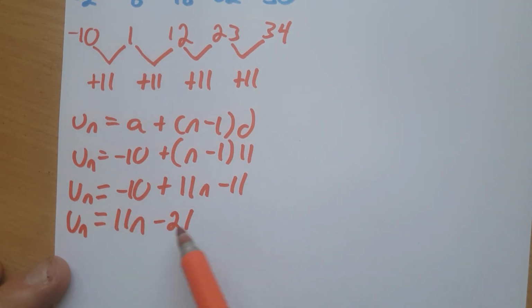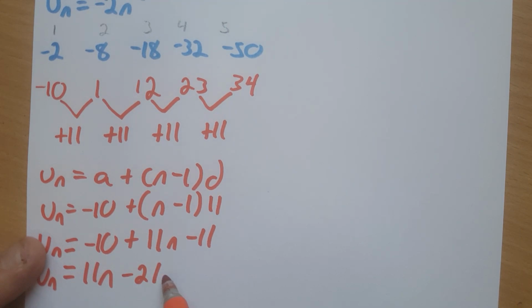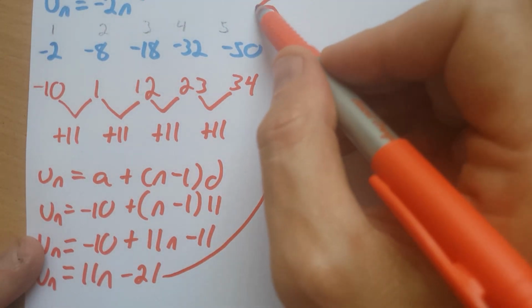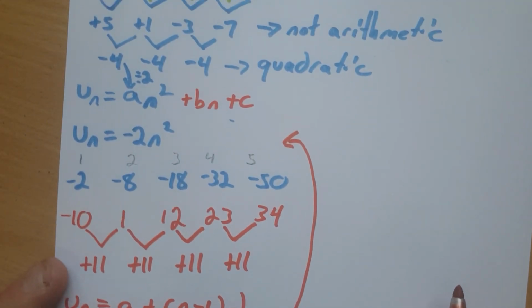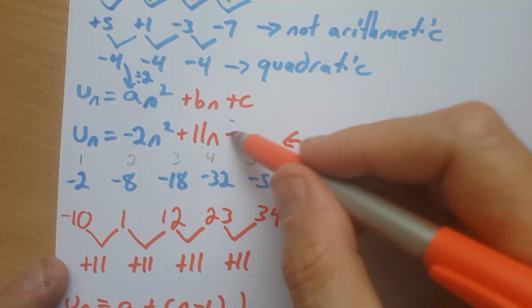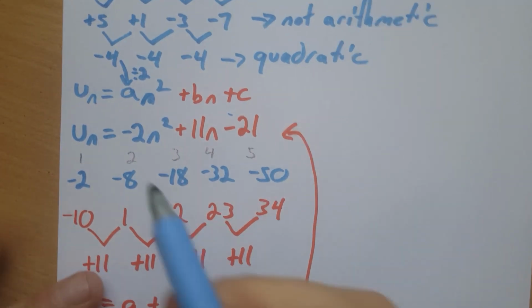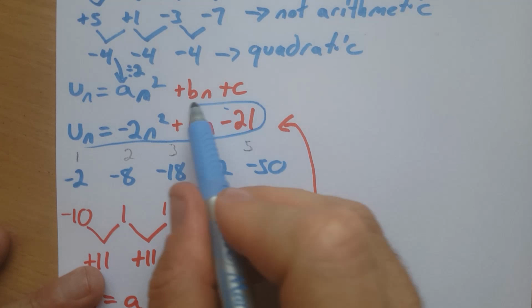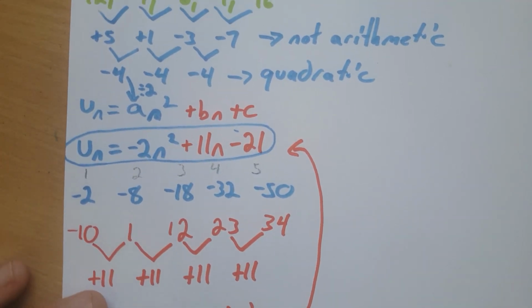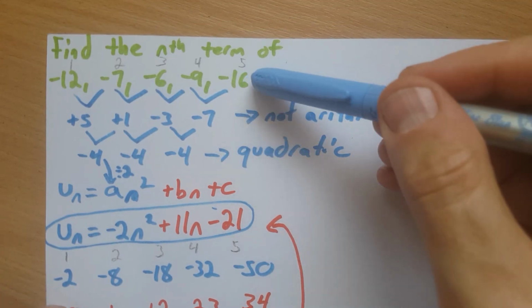Okay, I'm not circling that. That's not my answer. But what's going to happen is this is going to be what I add on to the end of that equation that I'm building. Okay, so it's plus 11n minus 21. And that is what I circle. Okay, so this equation here is the formula for the nth term of this quadratic sequence.